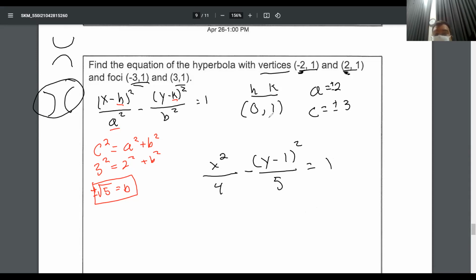The y minus 1, we get the k value from here, and we know it's 1 because every focus and every vertex is at the height of 1. They are only going left and right, so they have to be all on the same horizontal line. It's x minus 0. h is 0. Do you understand why h is 0? Because if the vertices are at -2 and +2, the middle happens to be 0. If it was at 1 and let's say 3, the center would be 2.